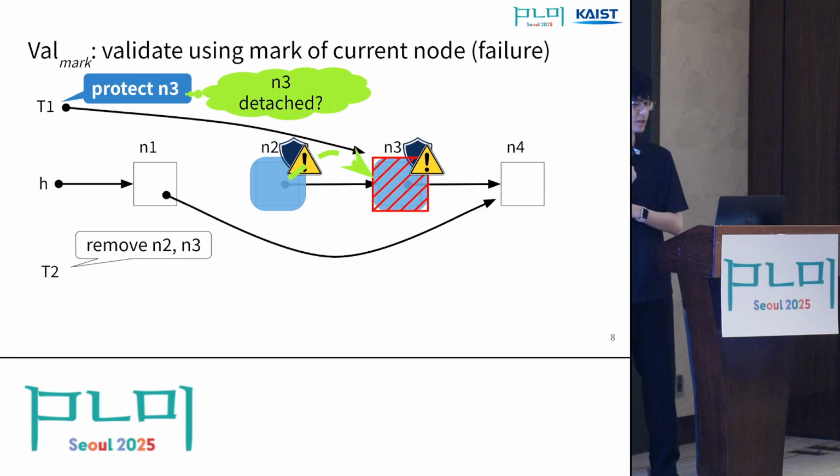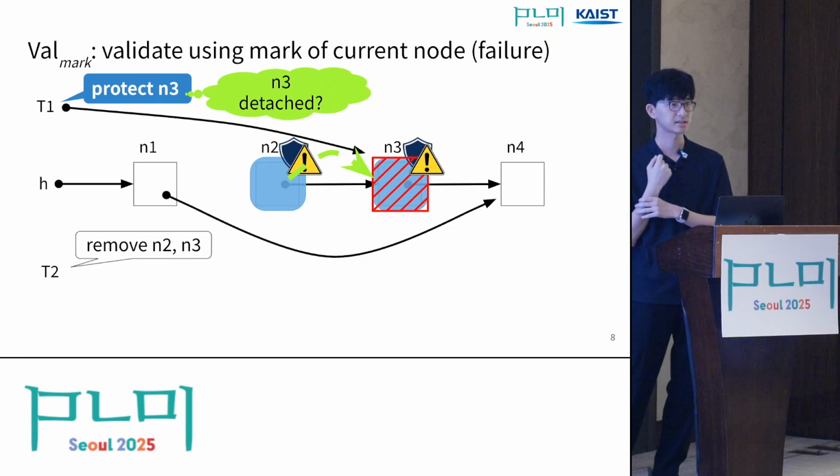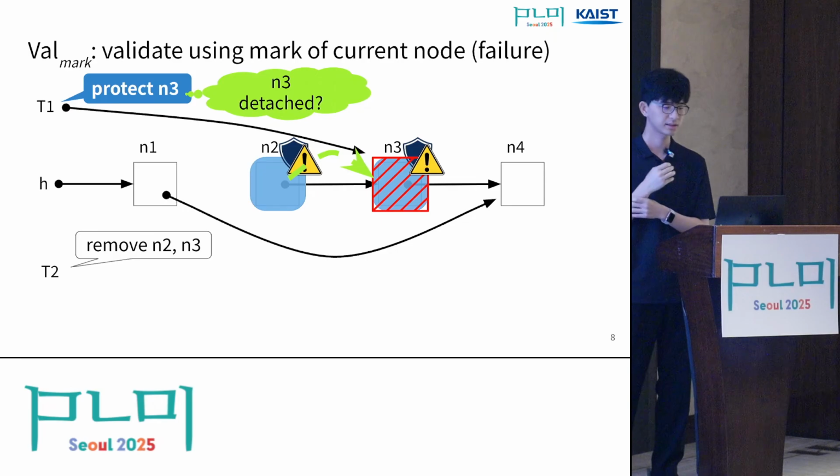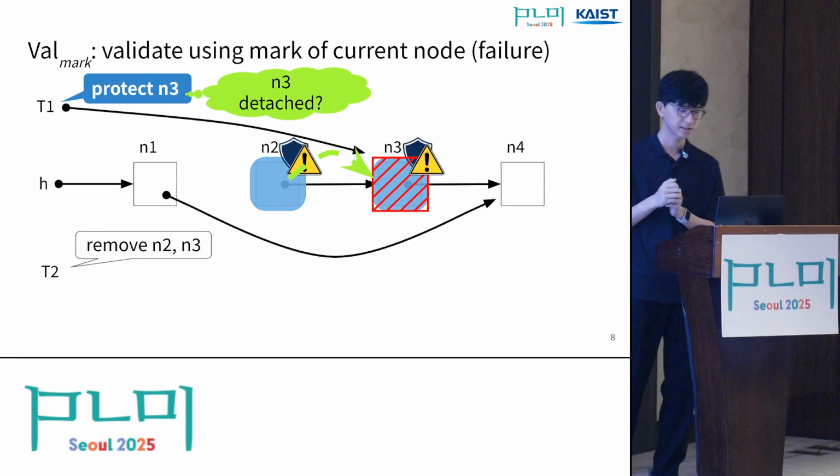Let us also see the opposite side, where a marked node causes a validation to fail. Again, we are checking that node 3 is not detached by checking the mark of the previous node, node 2.